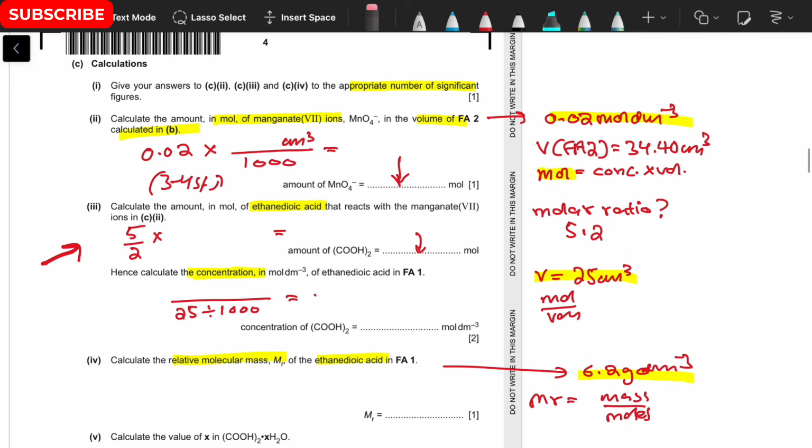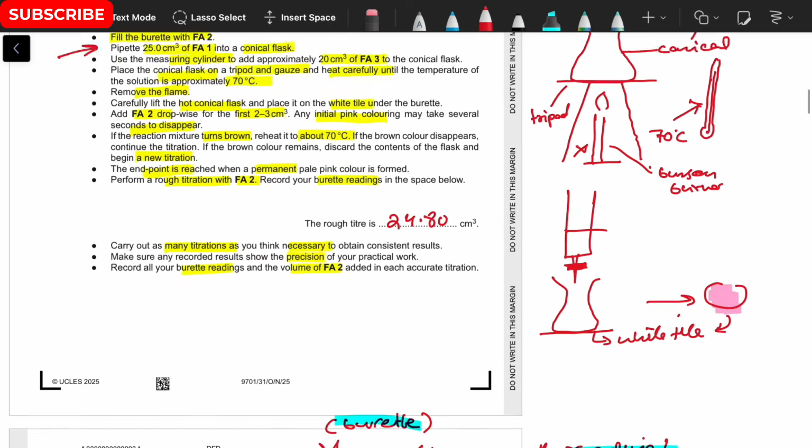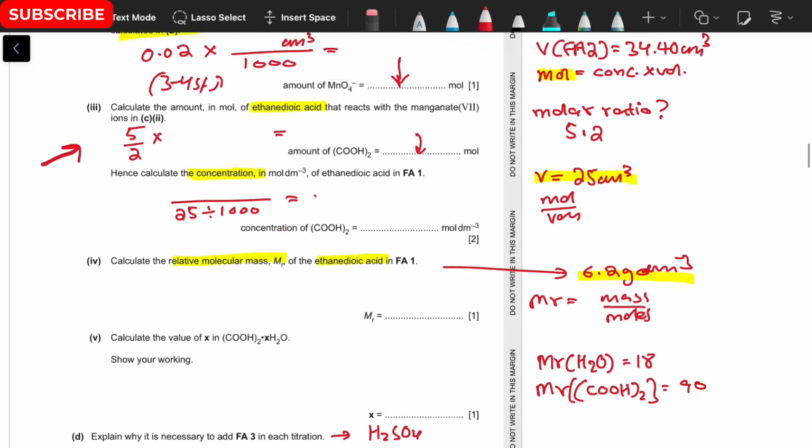Okay, now it's asking us to carry out a few calculations and to give our answers to the appropriate number of significant figures. The appropriate number of significant figures accepted by the mark scheme are anything from 3 to 4 significant figures, okay? Okie dokie. So, let us begin. Question number 1 asks us to calculate the number of moles of manganate ions in the volume of FA2 added. So FA2 was our manganate, our potassium manganate.